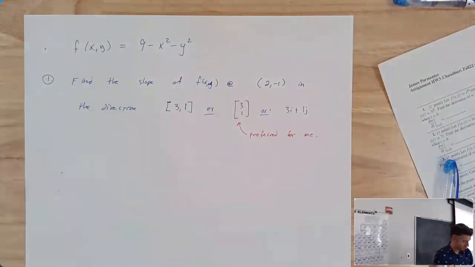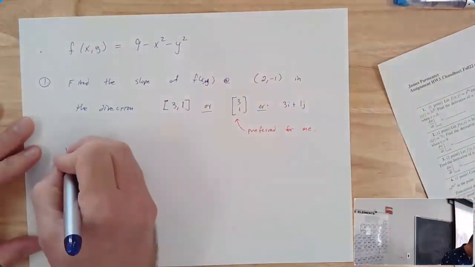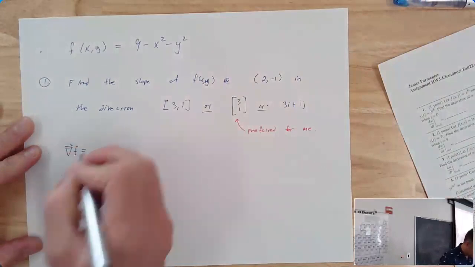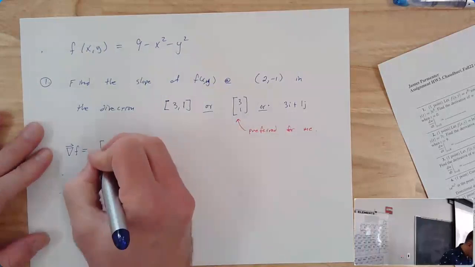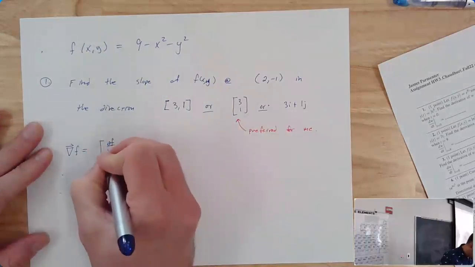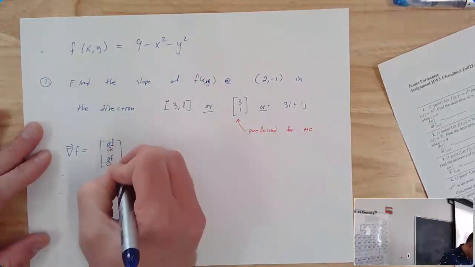Okay, so here's the thing about this. We have to find the gradient, we have to plug in the point, and then we have to find the direction. But the direction is a little more specific than you might be aware of. So let's see, our gradient here is not too terrible. The gradient of f is just the vector of partial derivatives. So the gradient of f is just del f del x in the first coordinate, del f del y in the second coordinate.